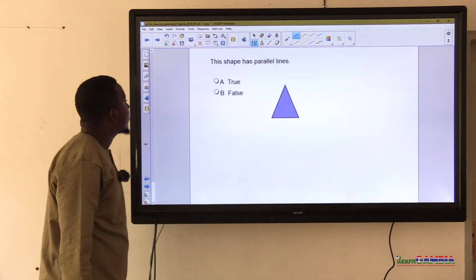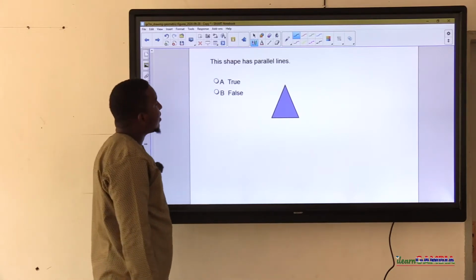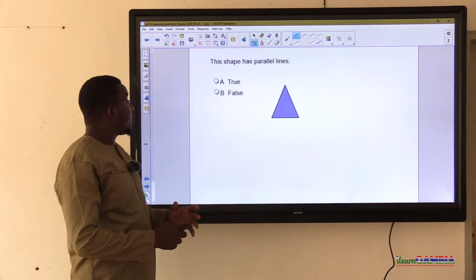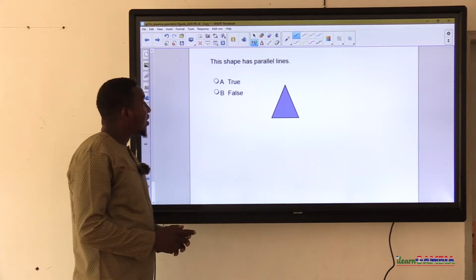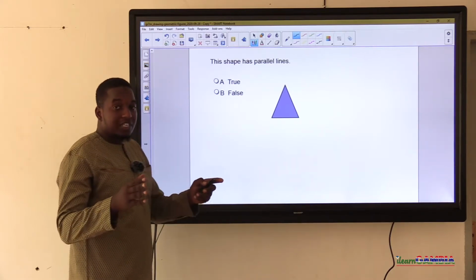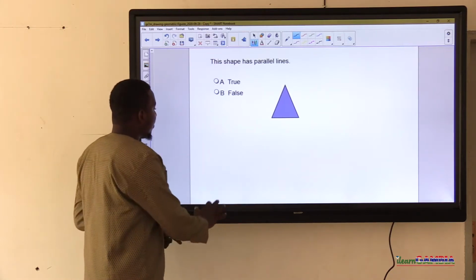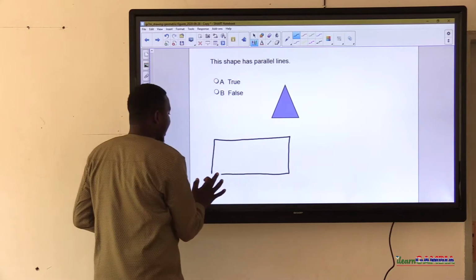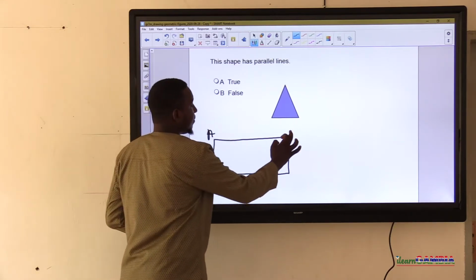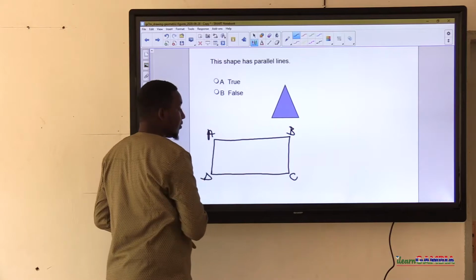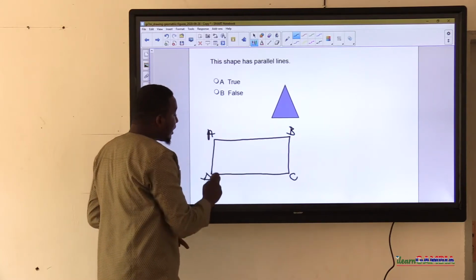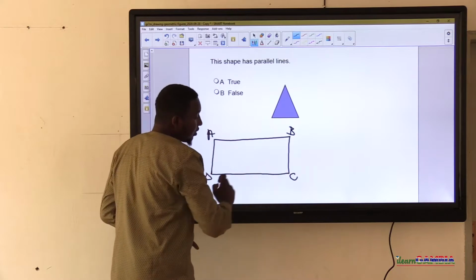Then we look at the second one. The second one reads, this shape has parallel lines. The options are true or false. What do you know about parallel lines? We said parallel lines are lines that move in the same direction and they will never meet. Looking at the case of a rectangle, if we have this rectangle with points A, B, C, and D, we all agreed that line AB, the line that runs from point A to point B, is parallel to the line that runs from point D to point C.